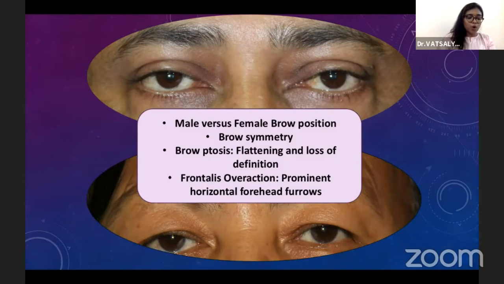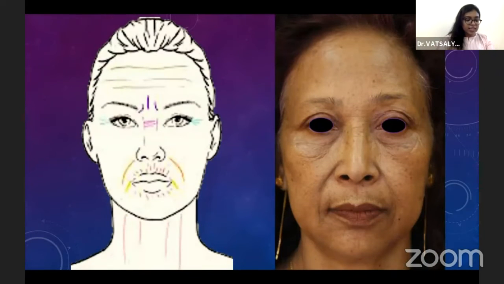We must focus on eyebrow symmetry or lack thereof, along with brow ptosis, which could be as a result of the downward gravitational pull and aging, along with soft tissue laxity. Additionally, frontalis overaction leads to prominent horizontal forehead furrows. In this lady, we'll be able to comment regarding the rhytids.